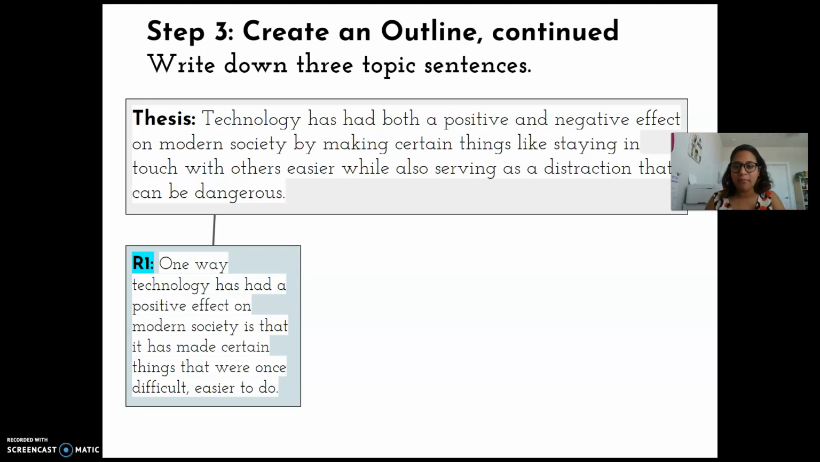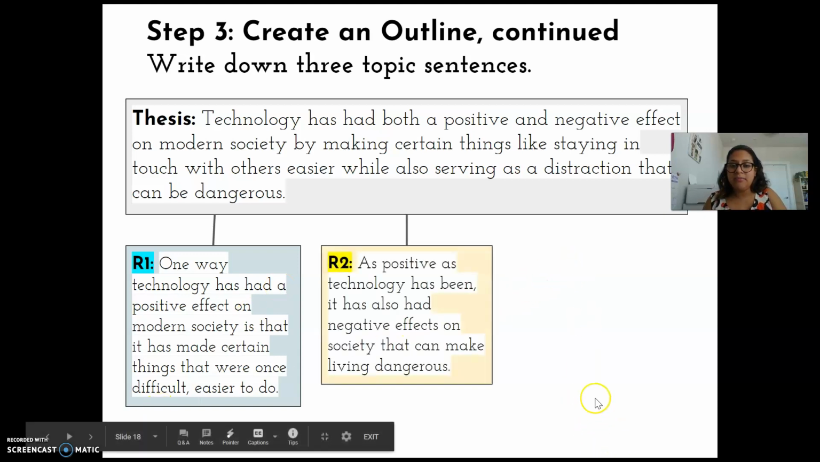So here's my example topic sentence using that first reason from the previous slide. One way technology has had a positive effect on modern society is that it has made certain things that were once difficult easier to do. Remember that my first reason was that technology has made life easier. I'm saying that in this complete sentence, and I'm making it clear that this paragraph is going to be about the positive effects that technology has had on modern society by making things easier. And also notice how I am restating part of the prompt in this topic sentence.